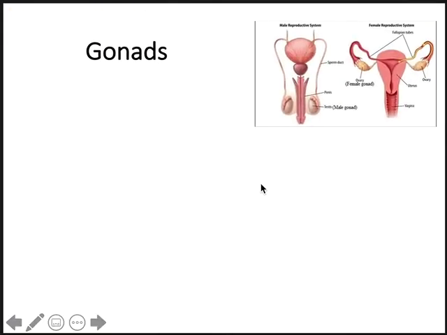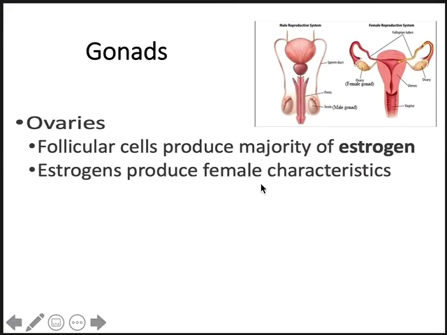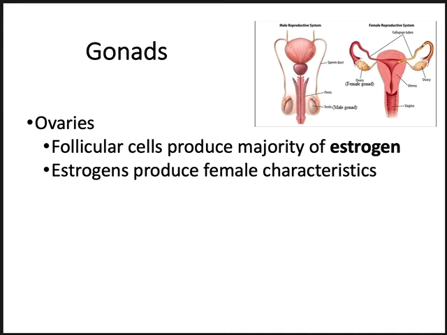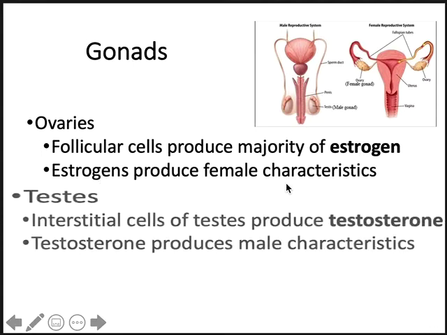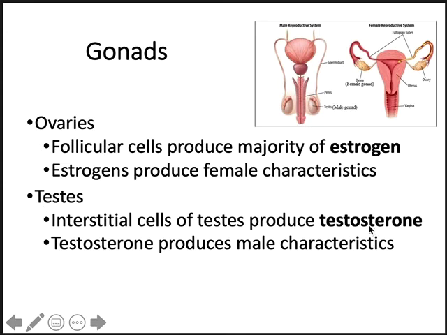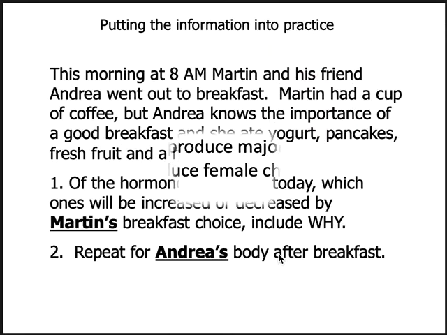Next, the gonads, ovaries and testes. Okay, ovaries are going to make the majority of estrogen. Estrogens, of course, are responsible for female characteristics, whereas testosterone is going to be produced from the testes and responsible for your male characteristics. More about this in the last chapter of the class.